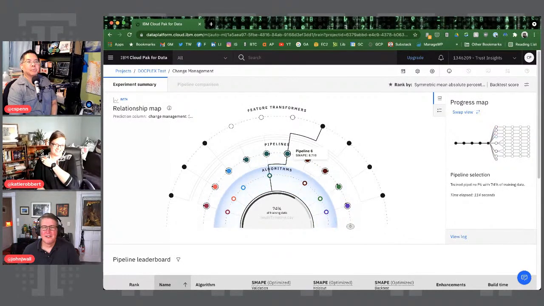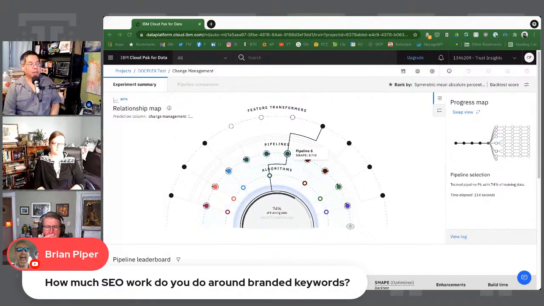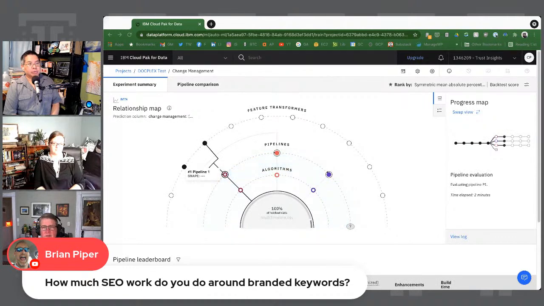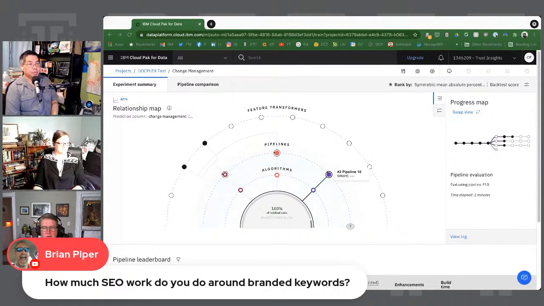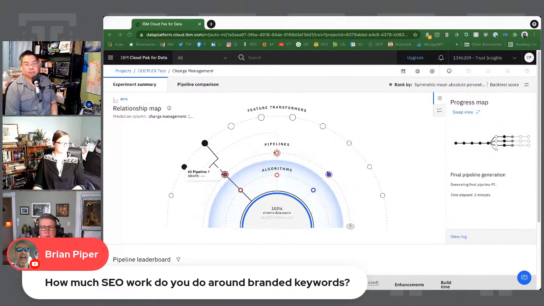Exactly. While we're waiting for this, Brian had a question asking how much SEO work we do around branded keywords. A lot, actually. We use branded keywords and branded search. We use Google Search Console data for branded search terms to measure the impact of brand. It's one of the best measures available for brand equity and brand strength, because the more people who are searching for you by name, the more likely it is that you are doing a good job building awareness and trust.